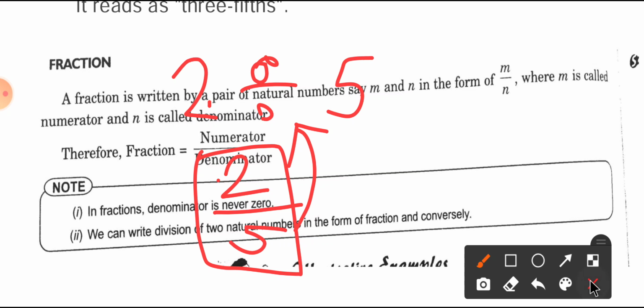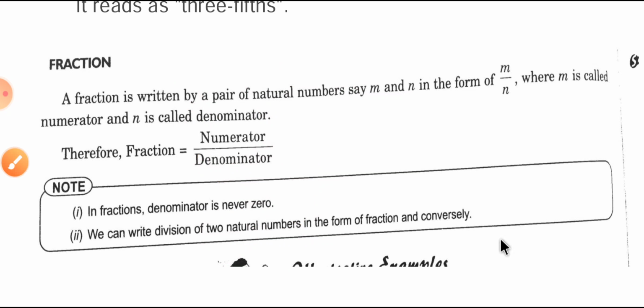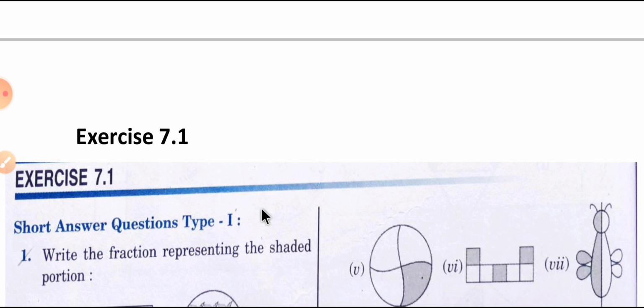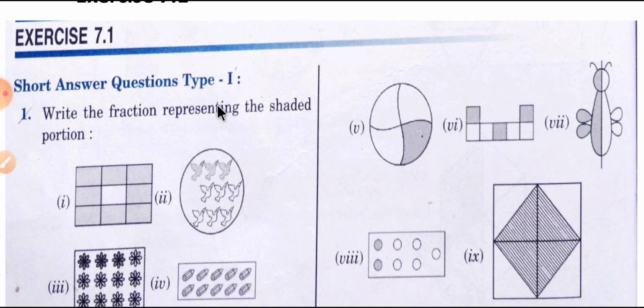So I hope you all have understood fraction. Fraction means which are having numerator and denominator both, where denominator is never equal to 0. So let us start some questions based on our chapter. Exercise 7.1. First one, write the fraction representing the shaded portion.